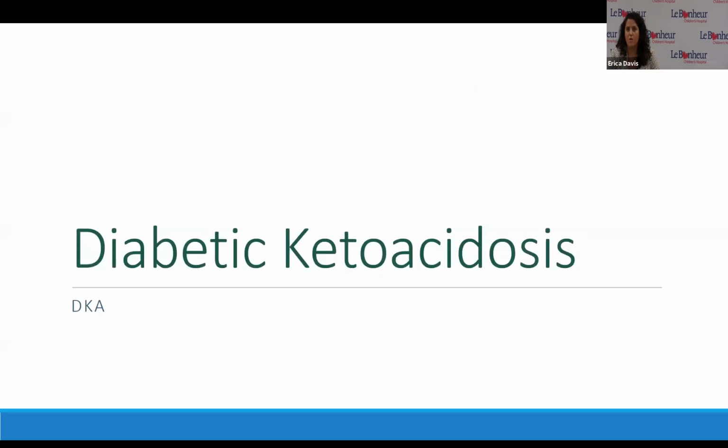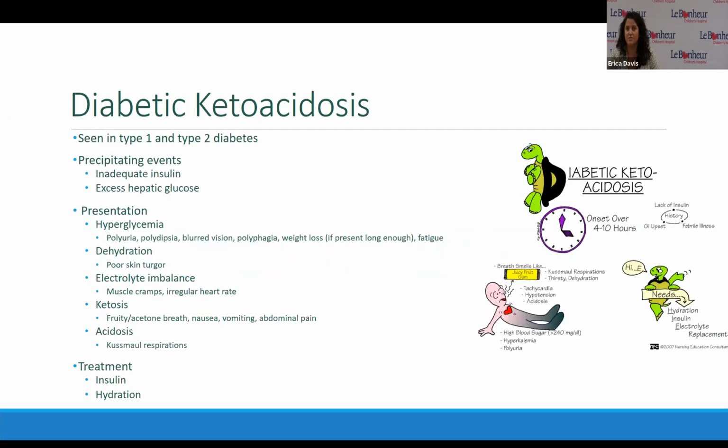So now we'll move on to talking about diabetic ketoacidosis, or DKA. This is something that you as nurses are probably very familiar with. You've probably seen a student that is in DKA. So we really want to talk about what is a precipitating event, what it looks like, and how we treat it.